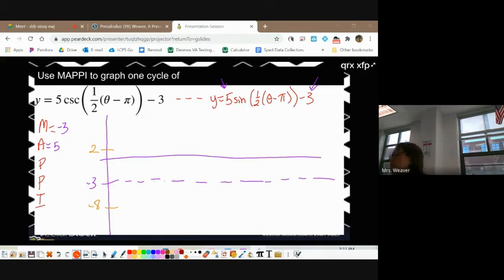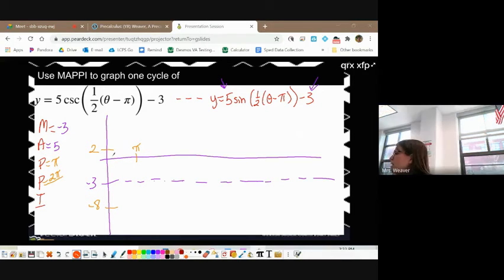Okay, my phase shift here is pi units. So that means I'm coming forward pi units on the x-axis. My period is the period of the parent function, which for sine and cosecant is 2 pi. We're graphing sine right now, so it's 2 pi divided by the b value, which is 1/2. To divide by a fraction, we multiply by its reciprocal, so that's multiplied by 2/1. So my period is 4 pi.